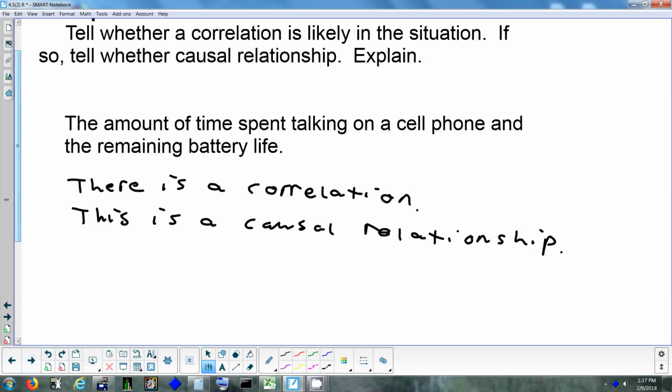Okay, guys, here's one more I want you to think about. What if I said the color pen that I use to grade your test is red, and the weather outside? Do you think there's a correlation? No, that doesn't even have a correlation, and it doesn't even make sense. If I change the color of my pen, does it change the weather? No. So it's not a correlation, and if it's not a correlation, it's not causal.